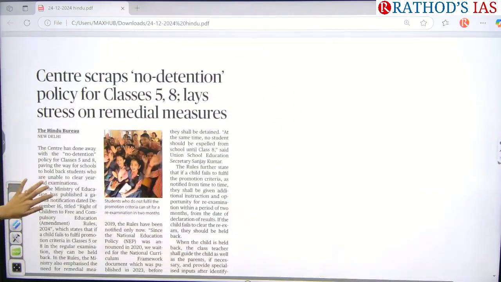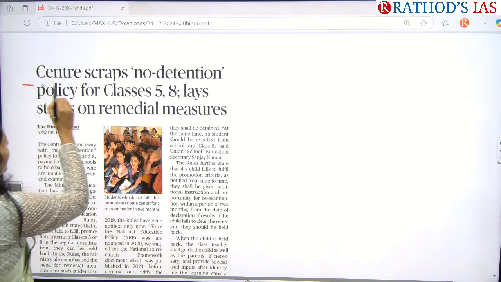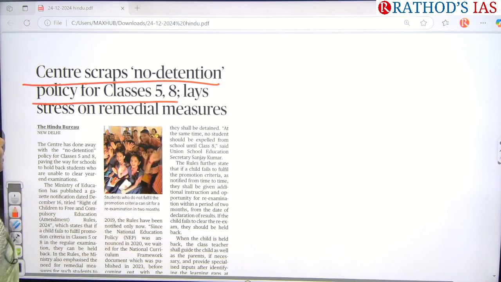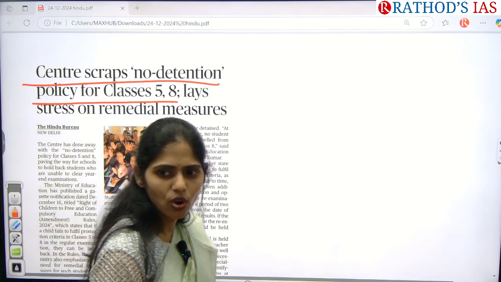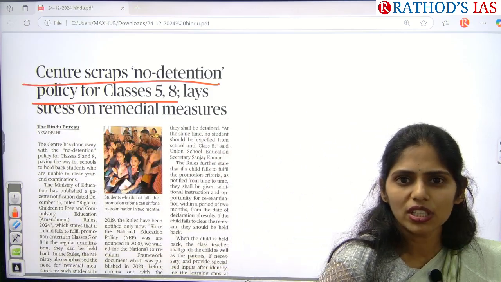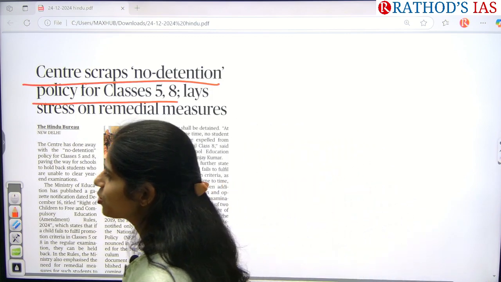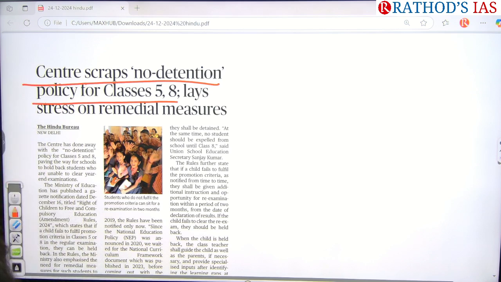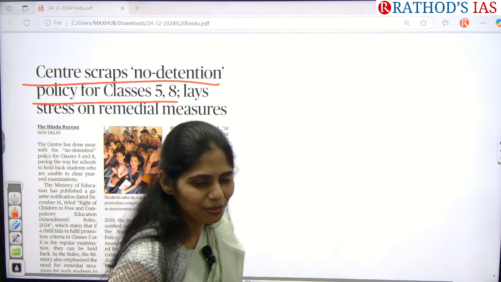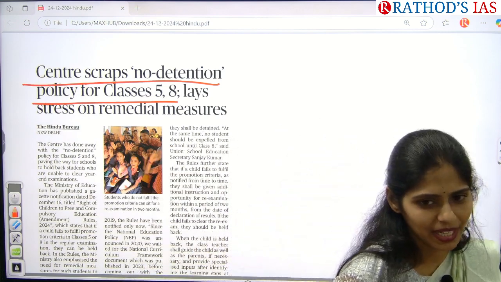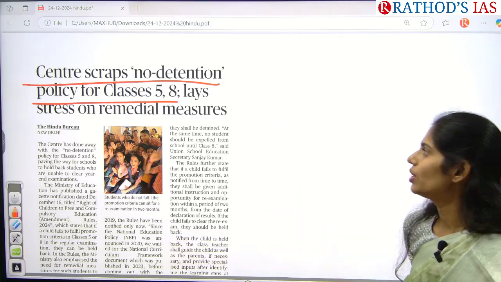And the next important article here is: Center scraps no detention policy for class 5 and class 8, lays stress on remedial measures. So what is this article talking about? No detention policy. So what is this no detention policy? Have you heard this in your school days? If you're not passing in 5th class or 8th class, you'll again sit in the same class. So that is nothing but this no detention policy.